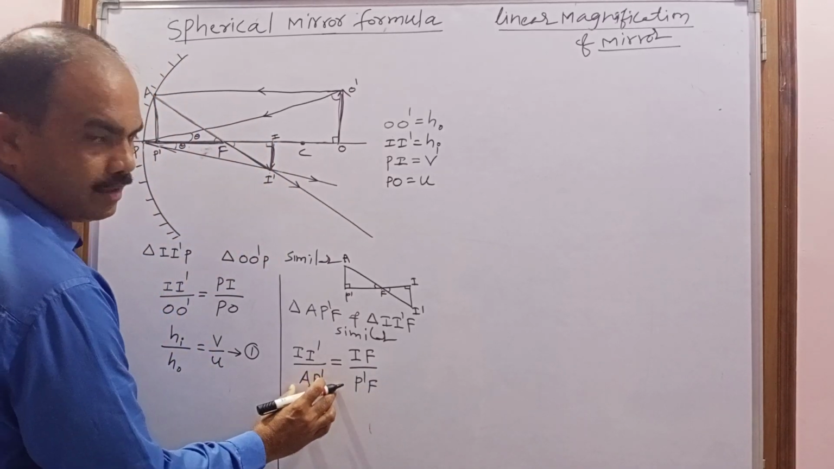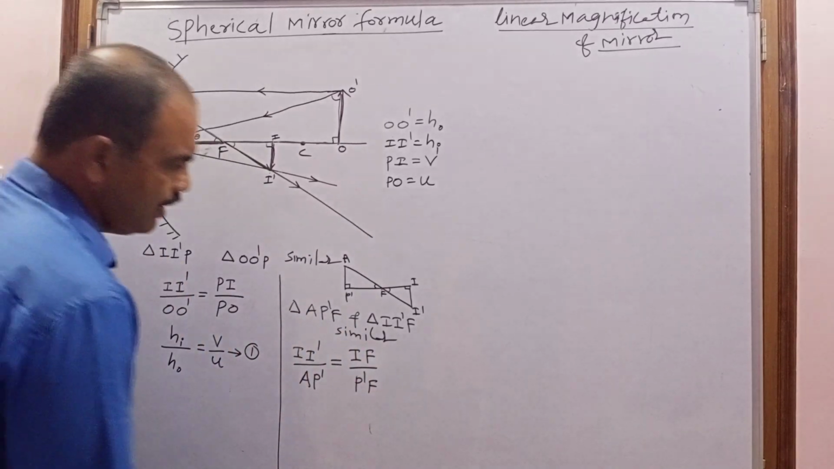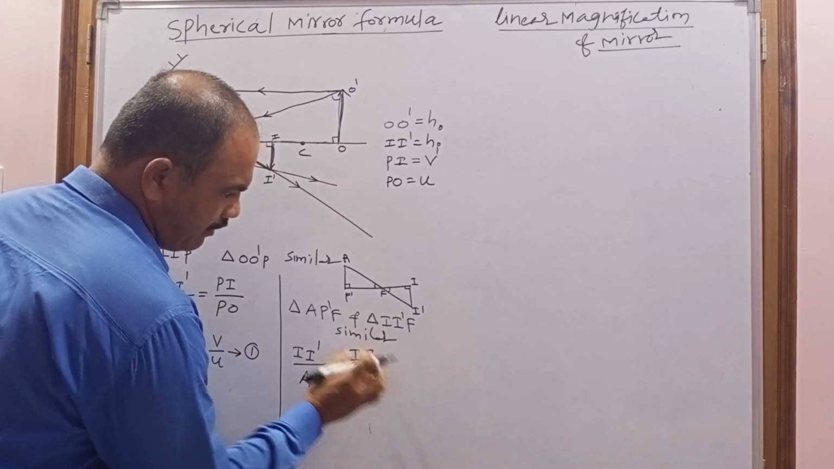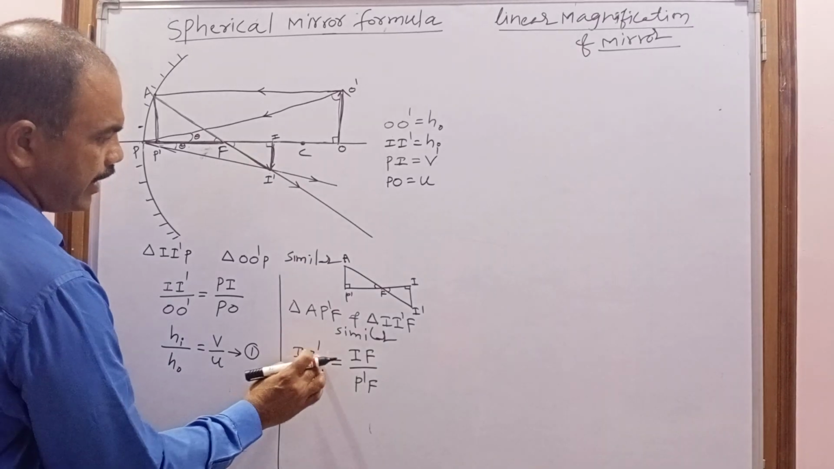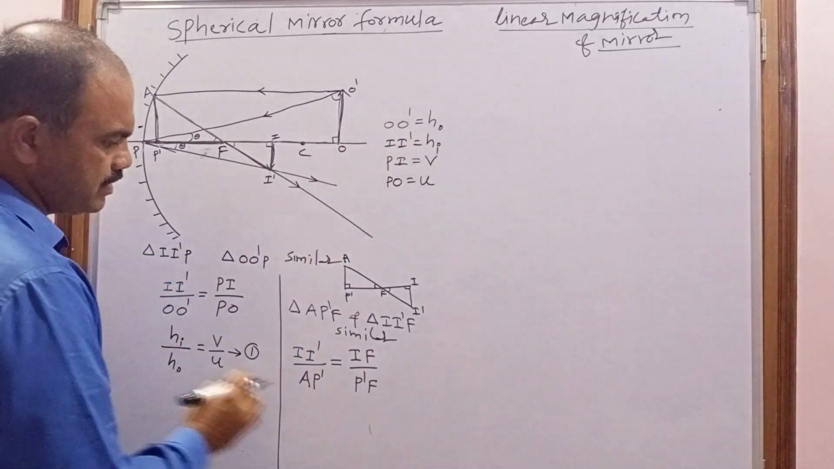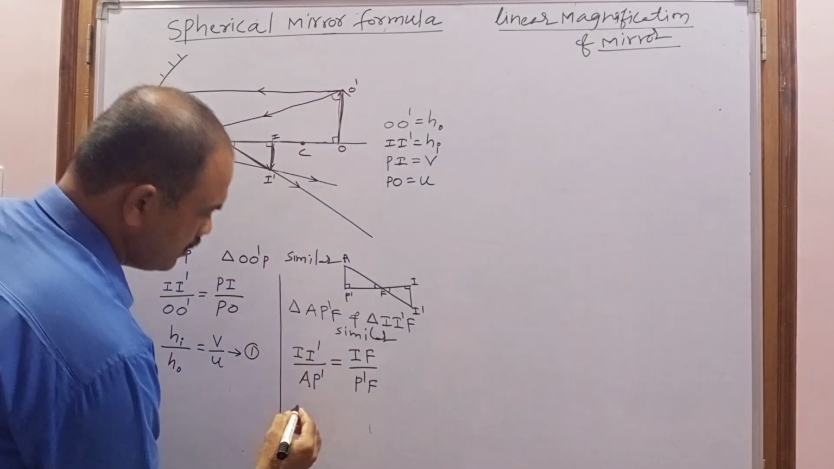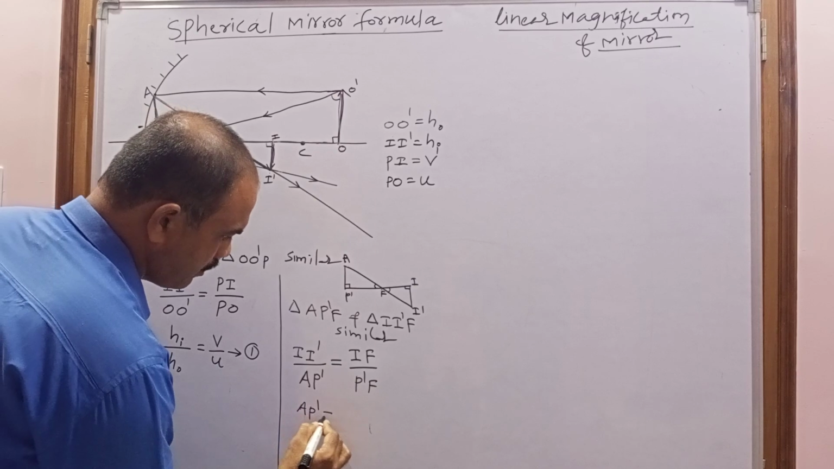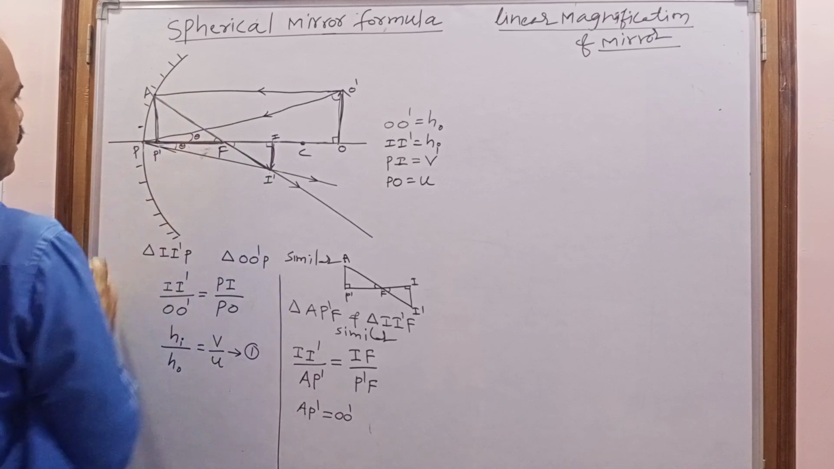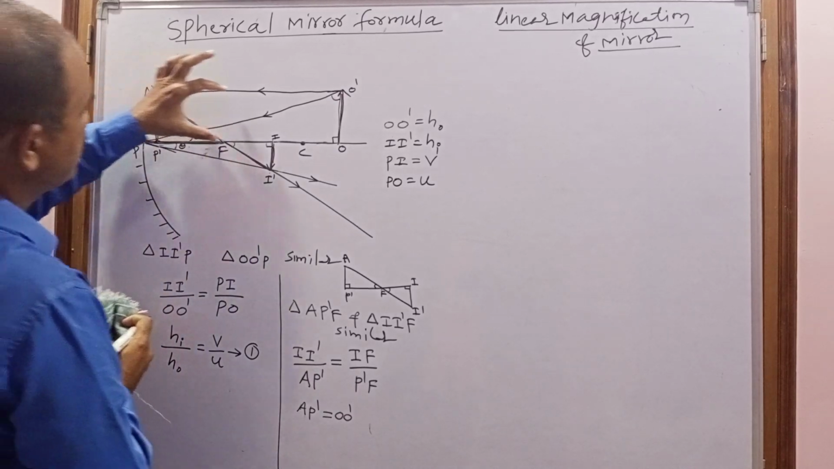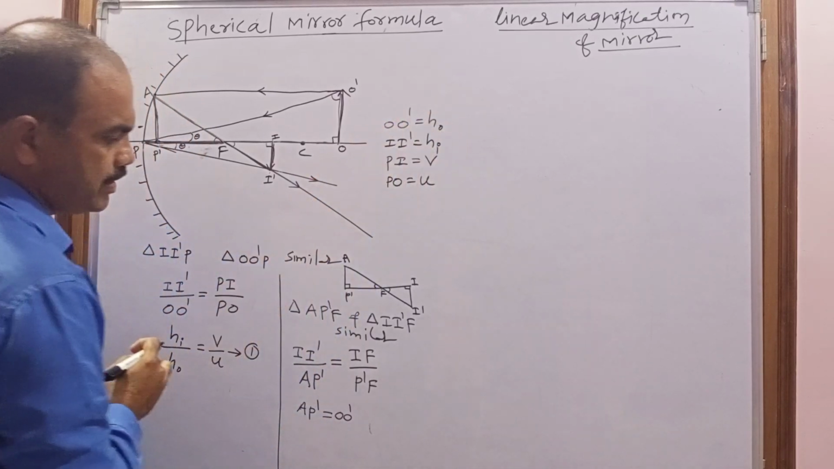Now these are the ratios of the corresponding sides of similar triangles, the same. Next I am writing IF. You don't know what IF is, but you know what I dash is. I dash is nothing but the height of the image. So what is AP dash? This AP dash will be the same as O dash. AP dash is equal to what? O dash. This AP dash has how much height? The O dash is also the same height. So O dash is nothing but H naught.